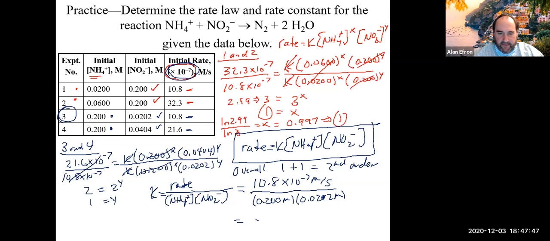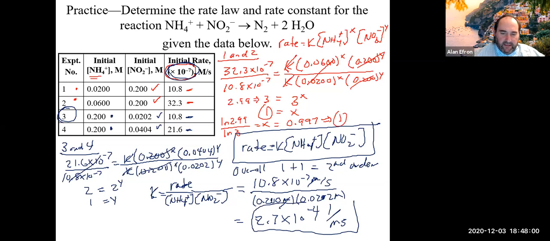looks like we'll go with 2.7 times 10 to the minus 4 units here. Again, molarity canceling, 1 over molar seconds, which is kind of the units we would expect for a second order reaction in this particular case.